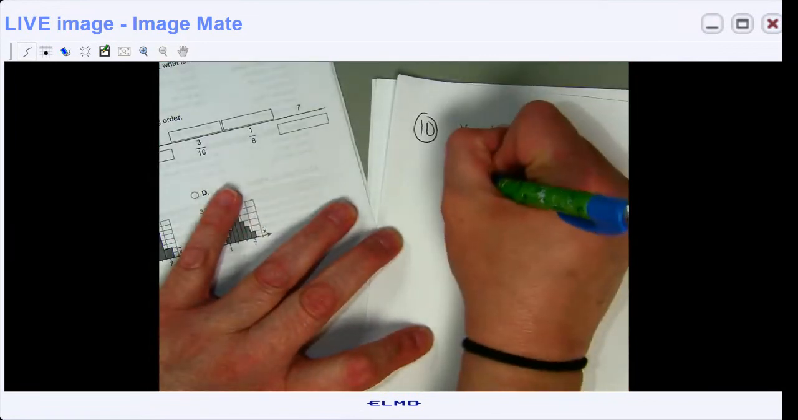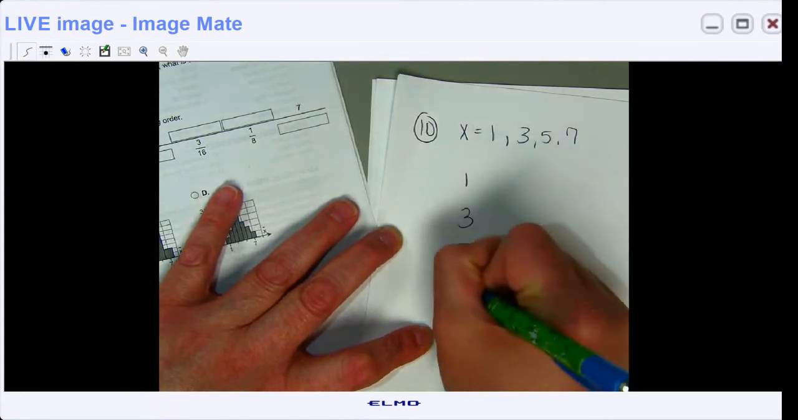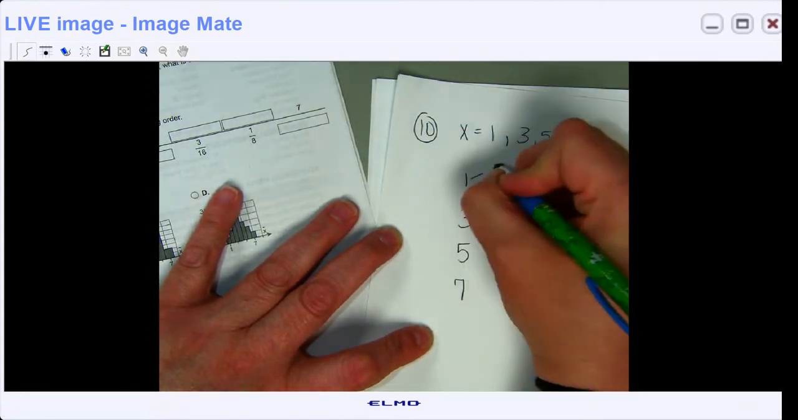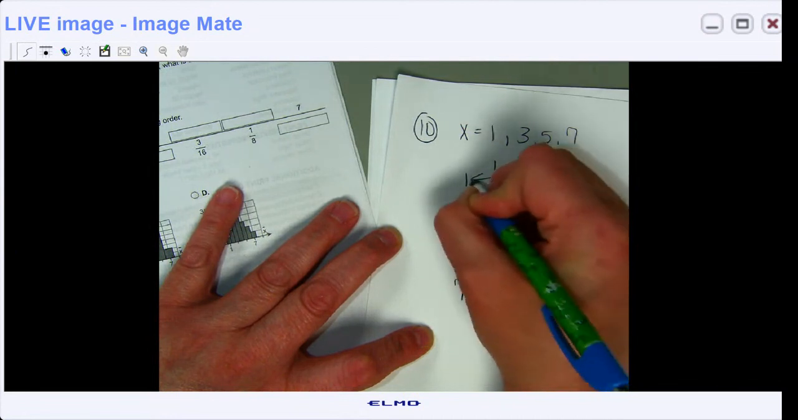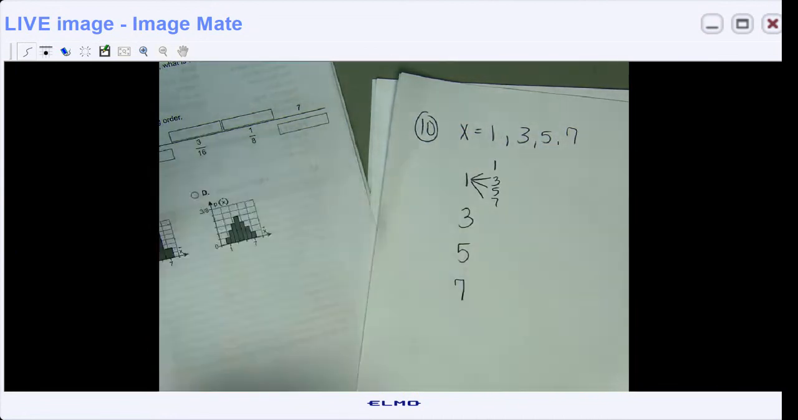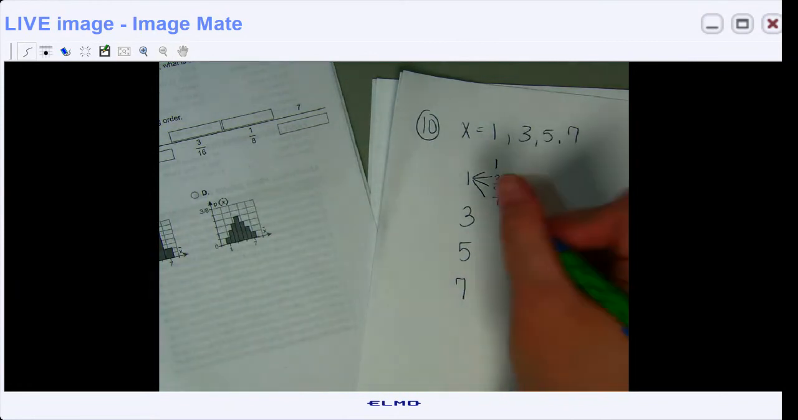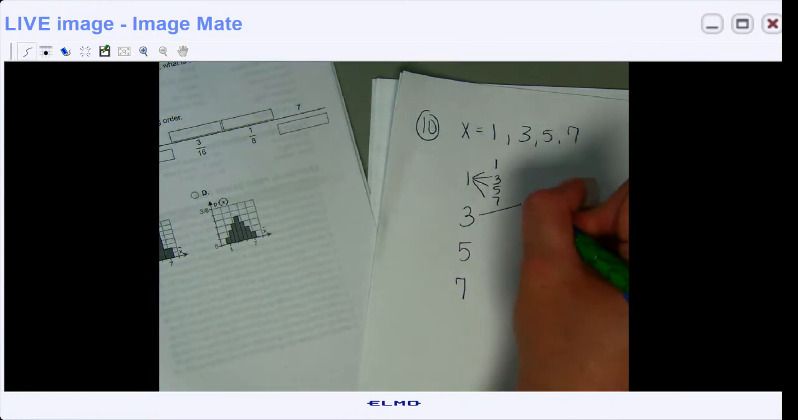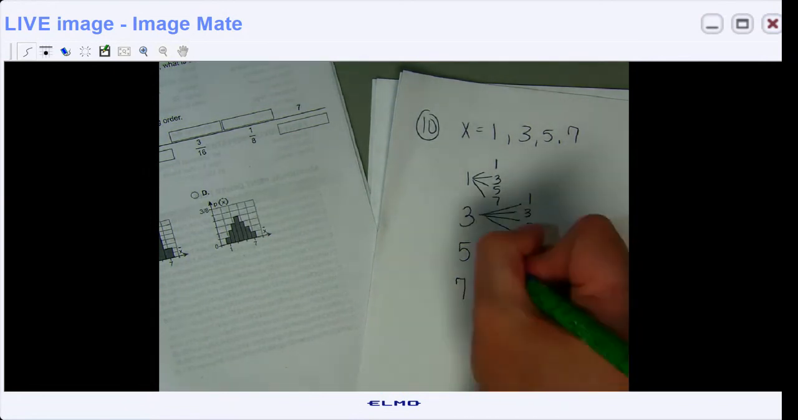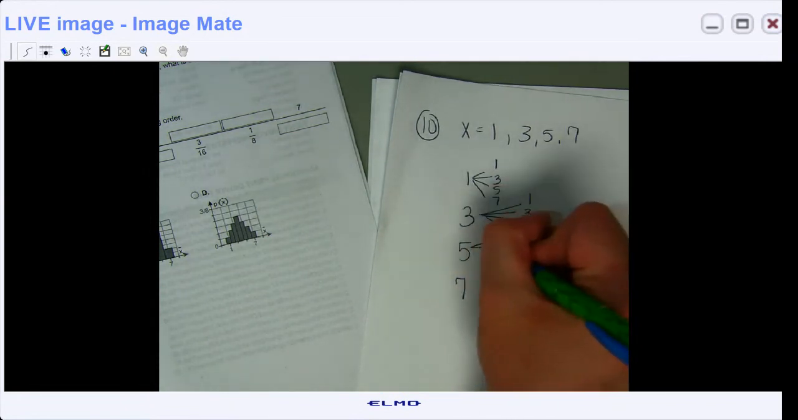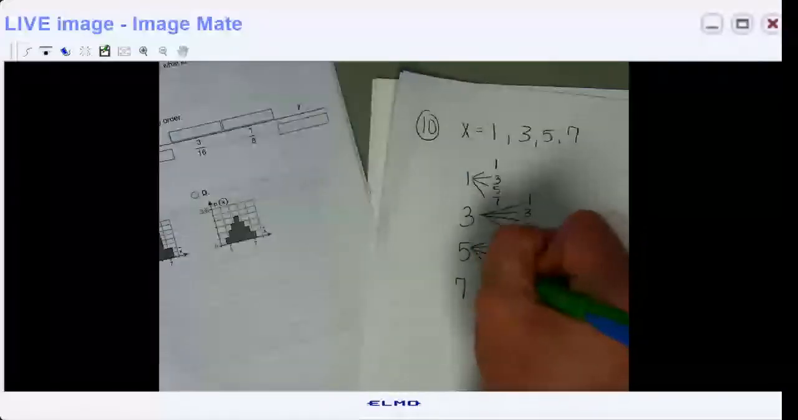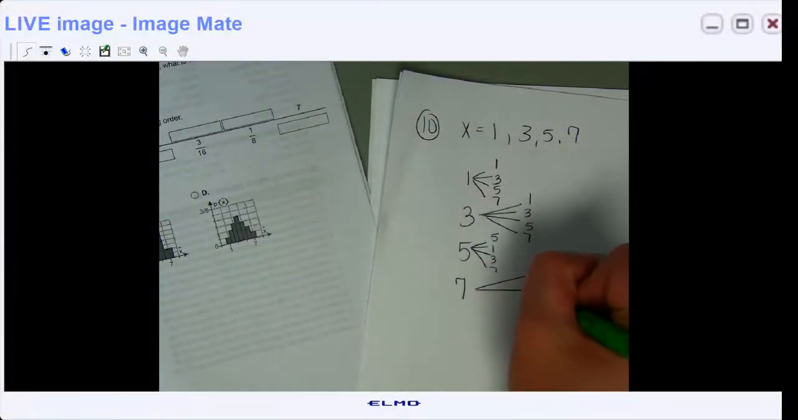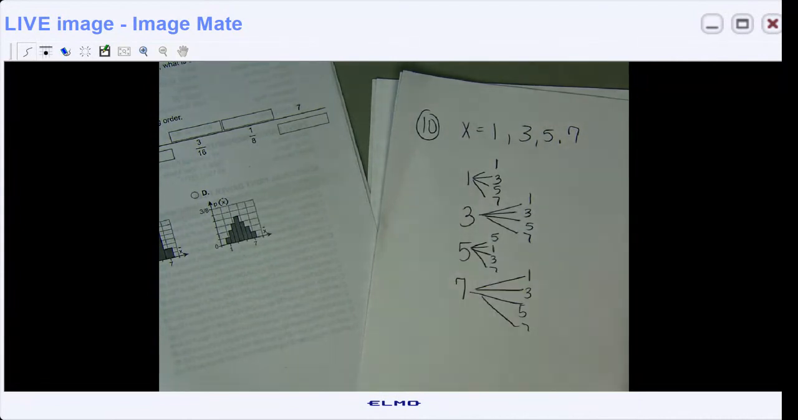And so if you do a tree, so I like to do a tree, you can pair 1 with 1, you can pair 1 with 3, you can pair 1 with 5, and you can pair 1 with 7. And then you can do each of these the same way. You can pair 3 with 1, 3 with 3, 3 with 5, 3 with 7. You can pair 5 with 1, with 3, with 7, and 7 with 1, and 3, and 5, and 7. So we've made 16 pairs.